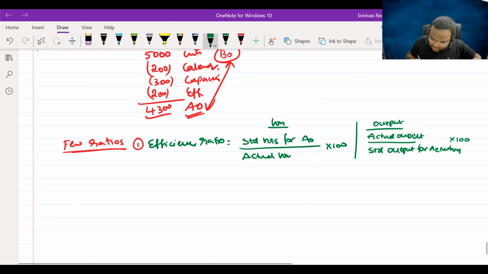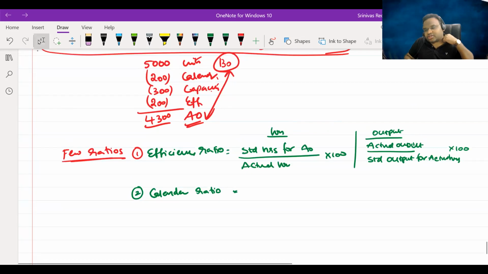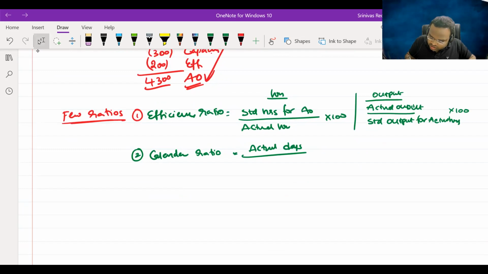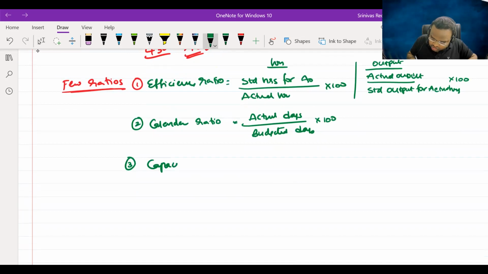Correct? Second, calendar ratio. Now tell me, 25 days you decided to work, whereas you have worked only for 24 days. So actual days divided by budgeted days into 100. Third one, capacity ratio.